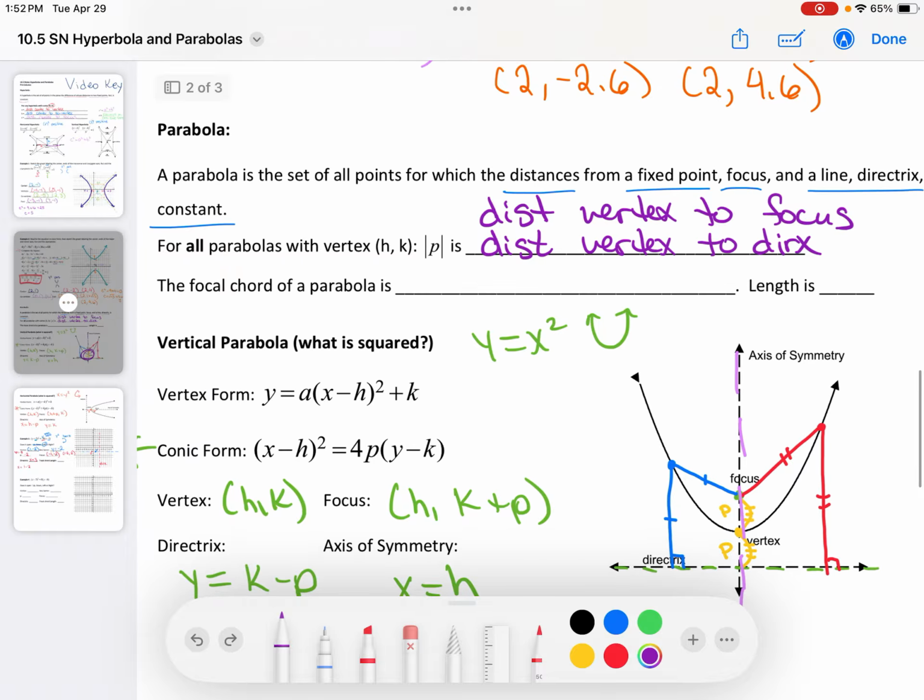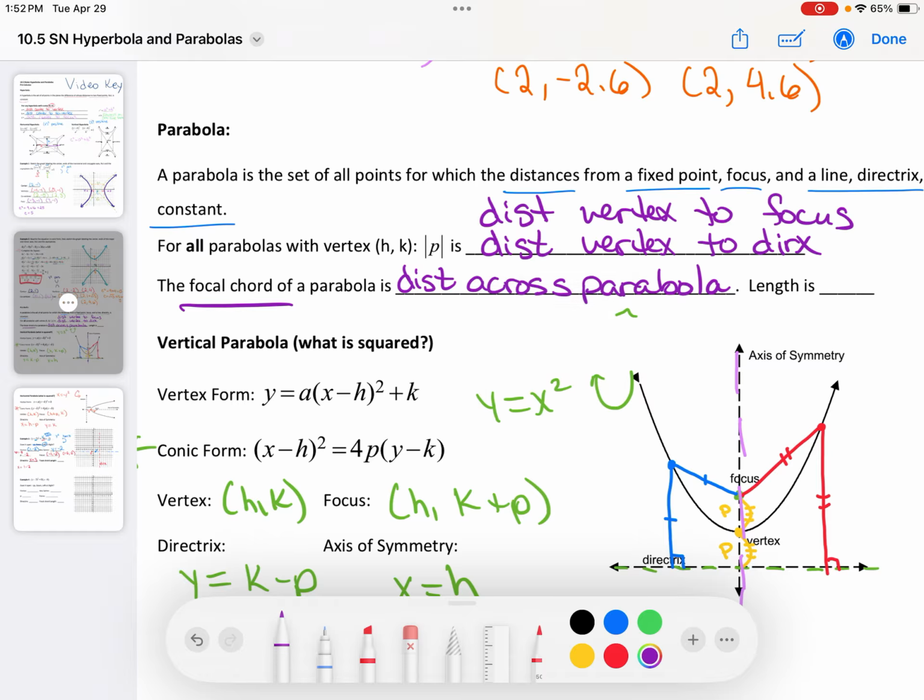Then the focal chord of a parabola, it is the distance across the parabola through the vertex. I meant through the focus. The length of that focal chord is 4p, from the equations.